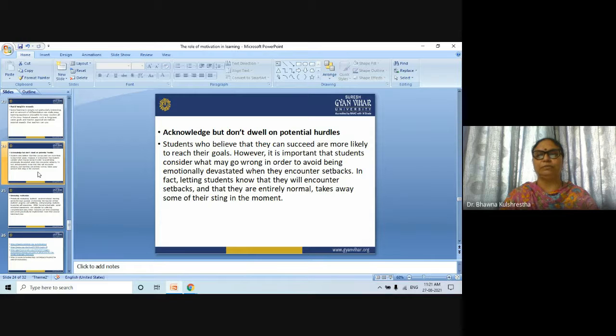However, it is important that a student consider what may go wrong in order to avoid being emotionally thrown when they encounter setbacks. In fact, letting students know that they will encounter setbacks and that they are entirely normal takes away some of their sting at the moment.